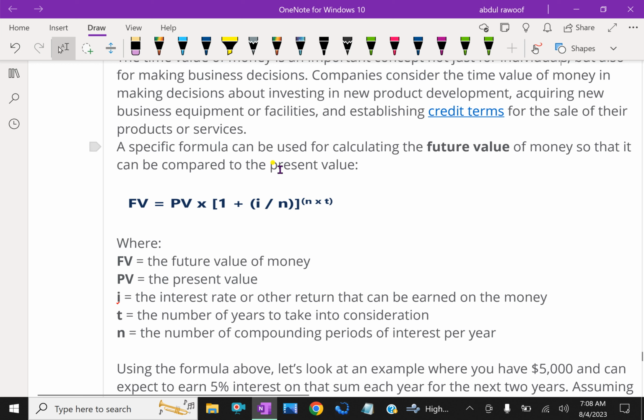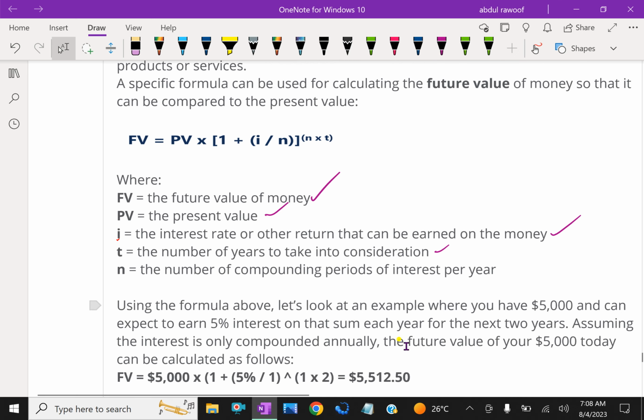A specific formula can be used to calculate the future value of money so that it can be compared to the present value. Future value is equal to present value times (1 plus I over n) to the power n times t, where FV is the future value of money, PV is the present value of that money, I is the interest rate or other return that can be earned on the money, T is the number of years to take into consideration, and N is the number of compounding periods of interest per year.